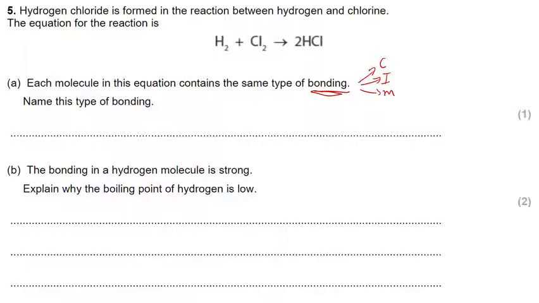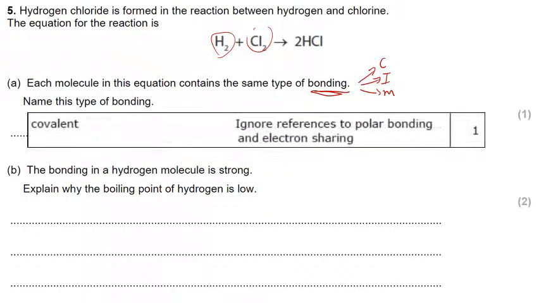So here we need to look at what type of atoms we've got. We've got hydrogen, which is a non-metal, and chlorine, which is also a non-metal. So we're looking at covalent bonding here.